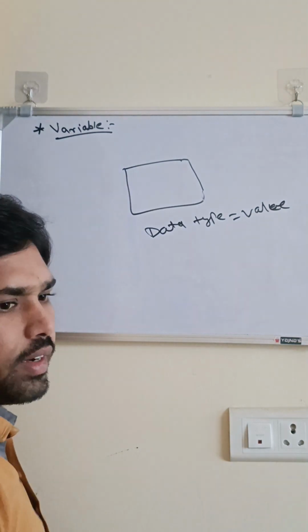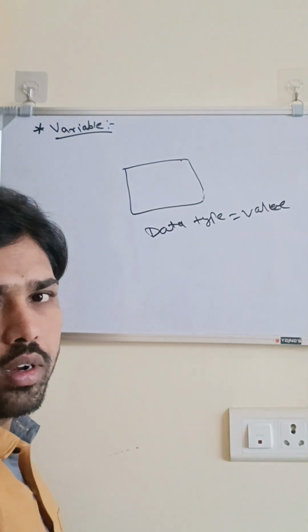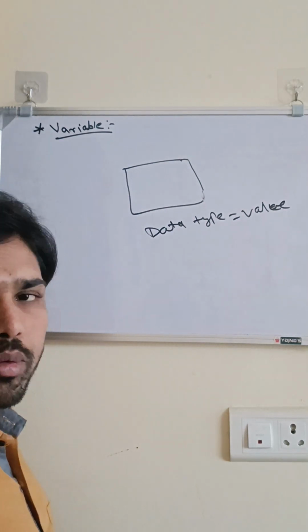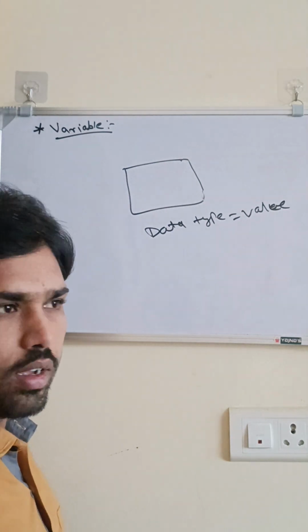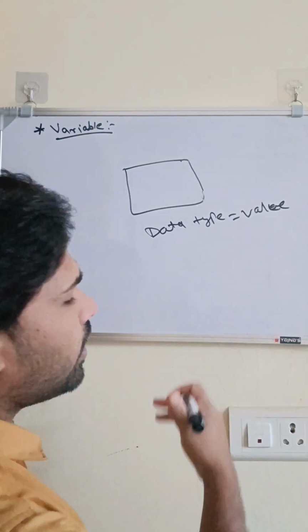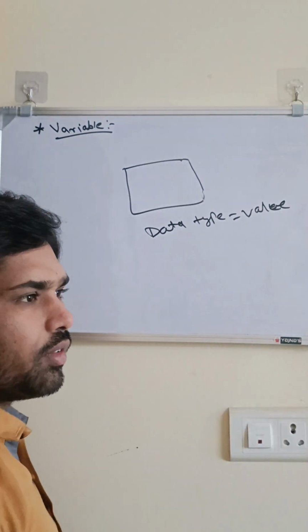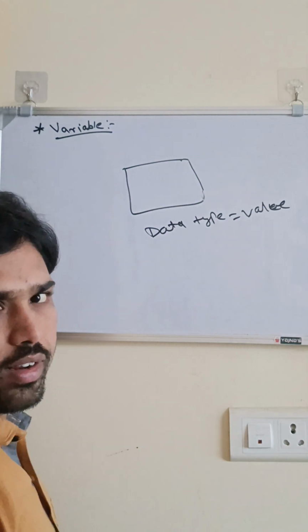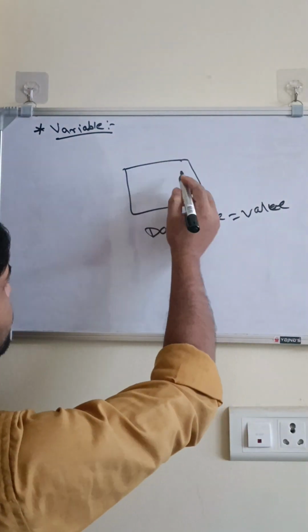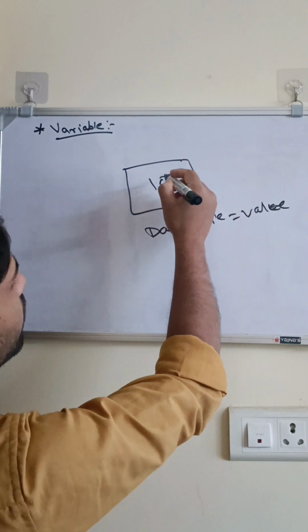Like if the data type is integer, then we will store a number. If the data type is float, we will store a decimal. If it is char, a character, we will store a character. So these are the data types whose values we store in the container, and that is known as the variable.